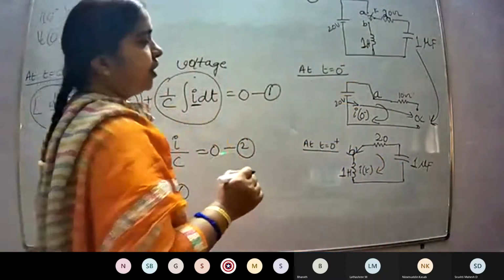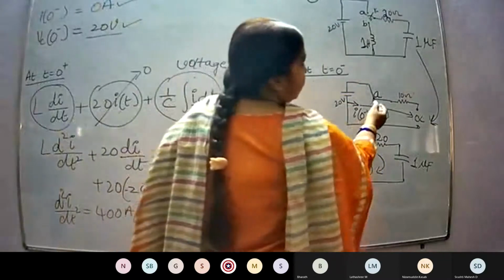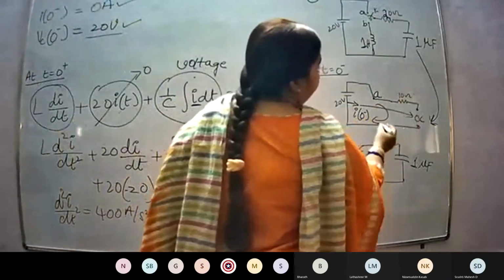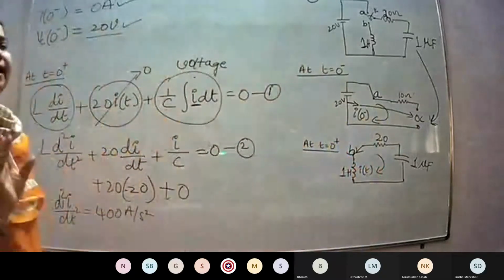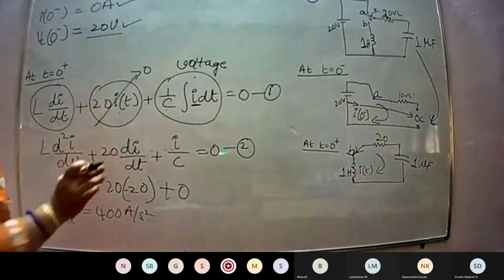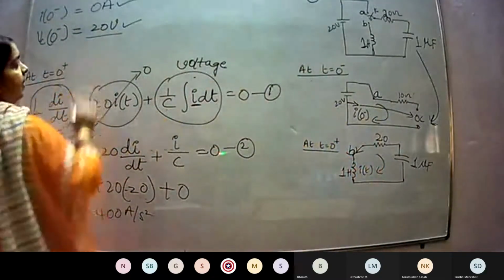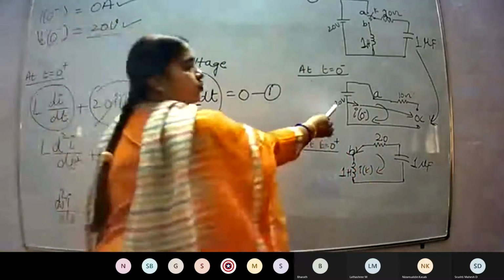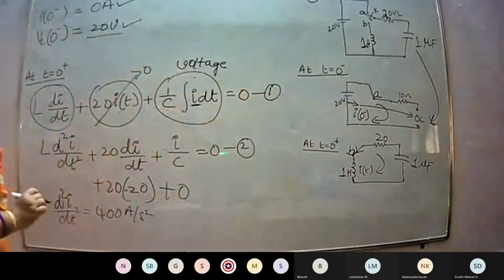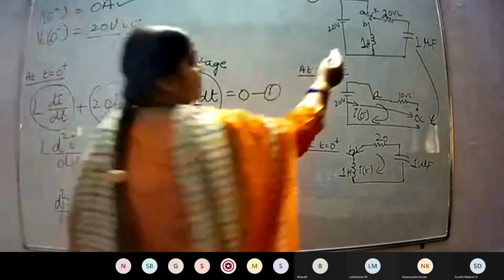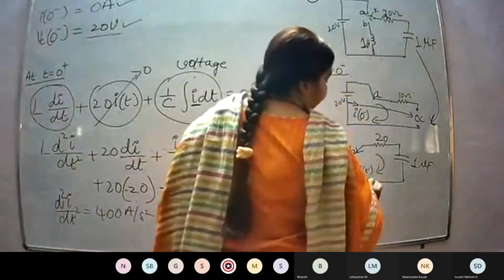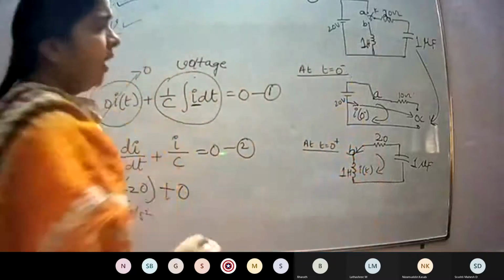Okay, when the switch is at position A, the capacitor will act as an open circuit. Since the circuit is open, we will not have any current in the circuit, but the voltage across the capacitor will be 20 volts. That is the source voltage that will be appearing there. Okay, at t is equal to 0 plus, the switch has come to position B. Okay, here it is at position B. So that network I have put here.